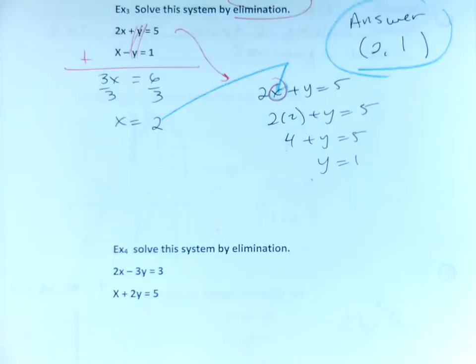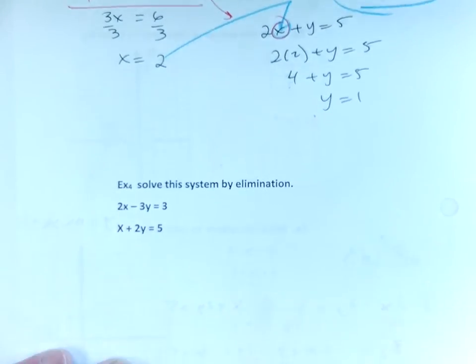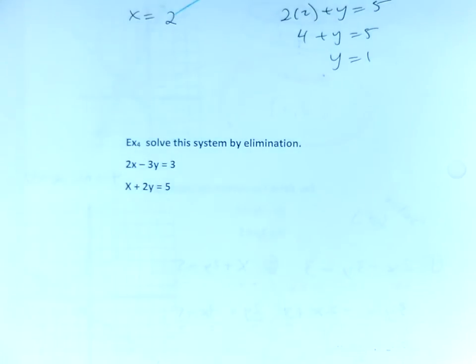Okay, slide it up. Am I going too fast? Or okay? Okay, now, number 4. If we're going to eliminate them, we have to make them opposite. So don't write this down. Just watch, okay? There are 2 ways to do this. I can multiply this one by negative 2. How would that help?